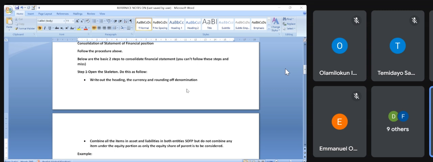Then, under equity, you are only to carry that of the ordinary shareholder of the parent, and if you have share premium there, you carry the ordinary share and the share premium of only the parent. Don't touch that of the subsidiary. Why? Because there will be adjustment on that of the subsidiary. Is that taken?